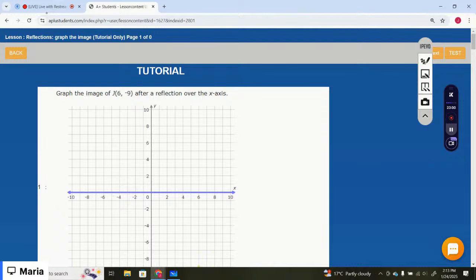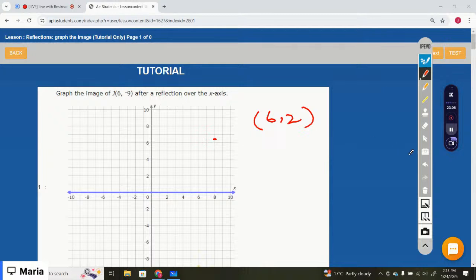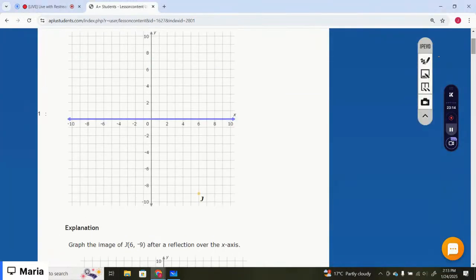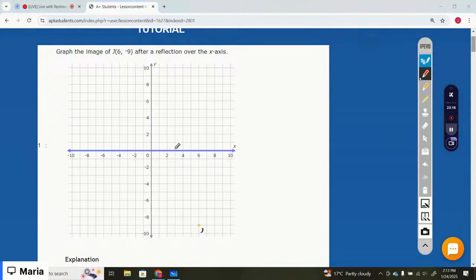The coordinates are 6 and negative 9, after a reflection over the x-axis. Okay, the point is 6 and negative 9, right? X is 6, y is negative 9. Here is the point. You have to find a reflection over the x-axis. So the highlighted one is the x-axis.